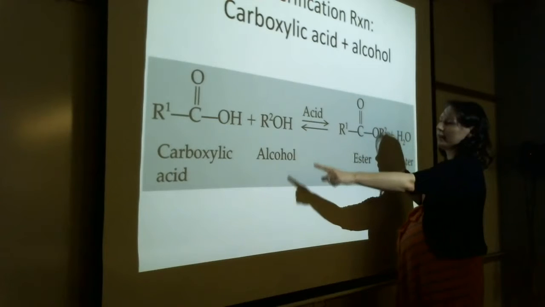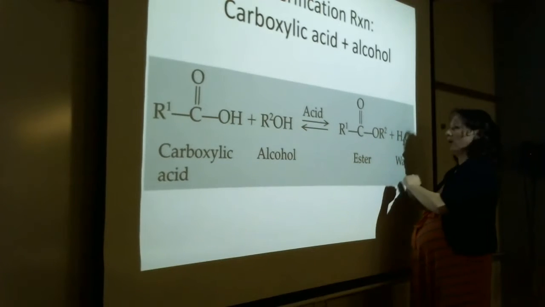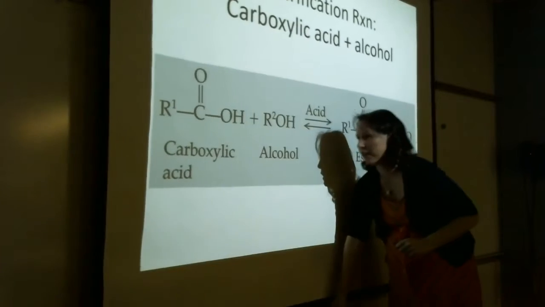Okay, carboxylic acid and alcohol gives us an ester and water. So this is the generic reaction.